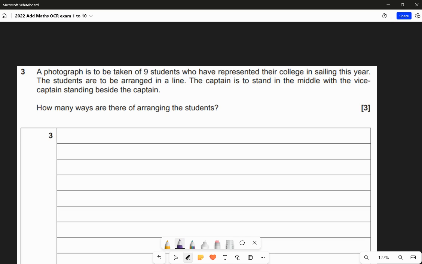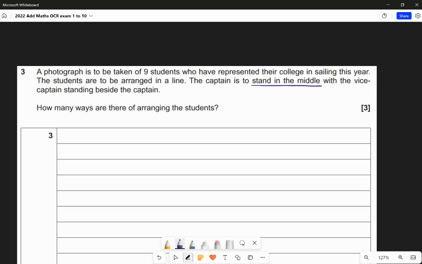Okay, it doesn't say which side of the captain the vice captain is standing. But the captain is definitely to stand in the middle. So the captain is fixed. The vice captain could be either side of that fixed position, and then everyone else. How many ways are there of arranging the students?